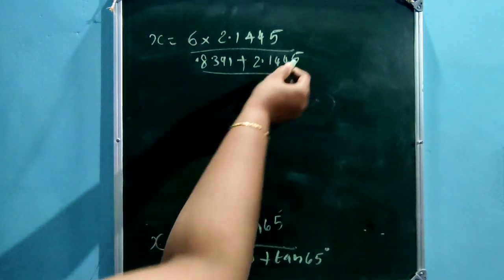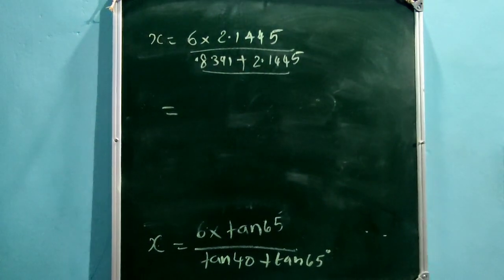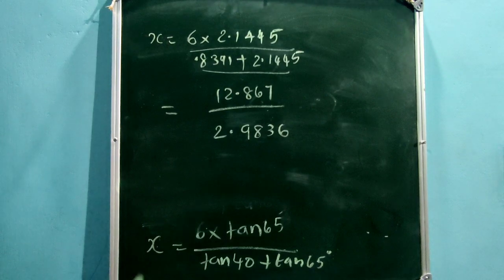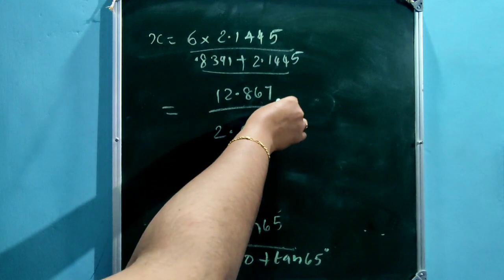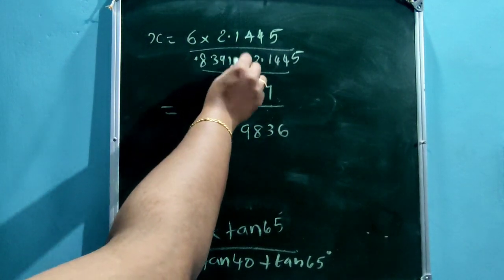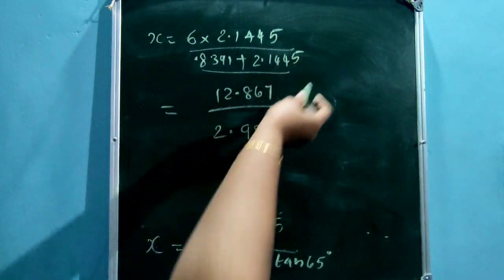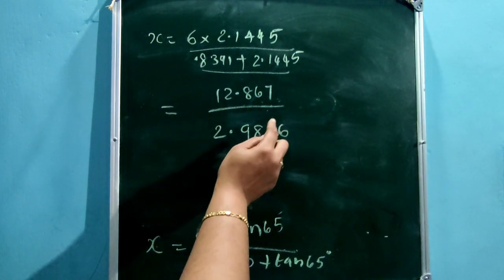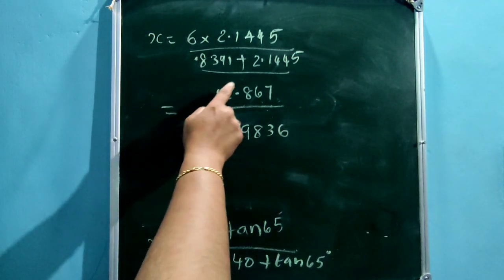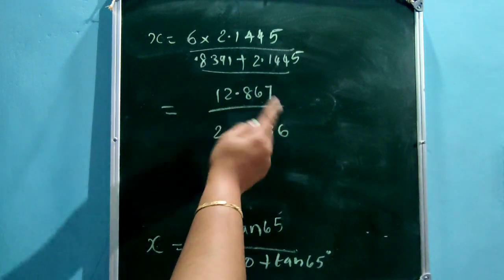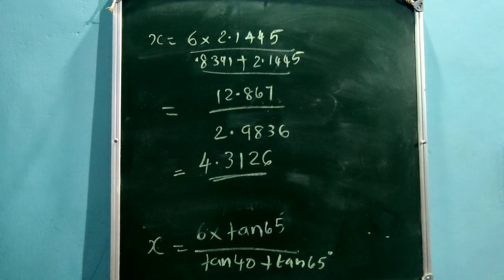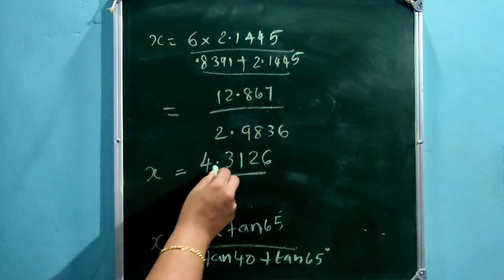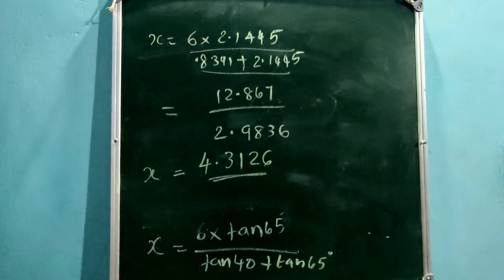First, add the denominator. We have 6 into 2.1445 is equal to 12.867, and 0.8391 plus 2.1445 is equal to 2.9836. Now divide this 12.867 by 2.9836. Then we have x is equal to 4.3126.